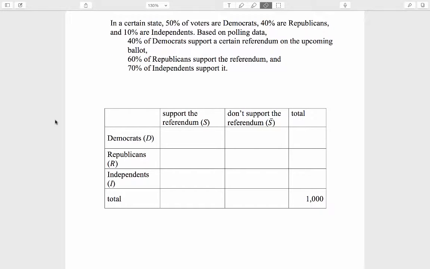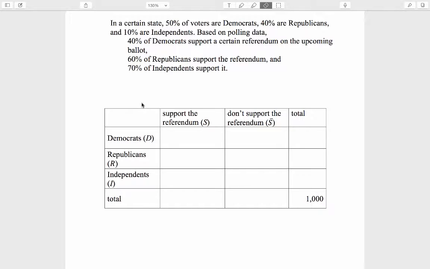In a certain state, 50% of voters are Democrats, 40% are Republicans, and 10% are Independents. Based on polling data, 40% of Democrats support a certain referendum on the upcoming ballot, 60% of Republicans support the referendum, and 70% of Independents support it.